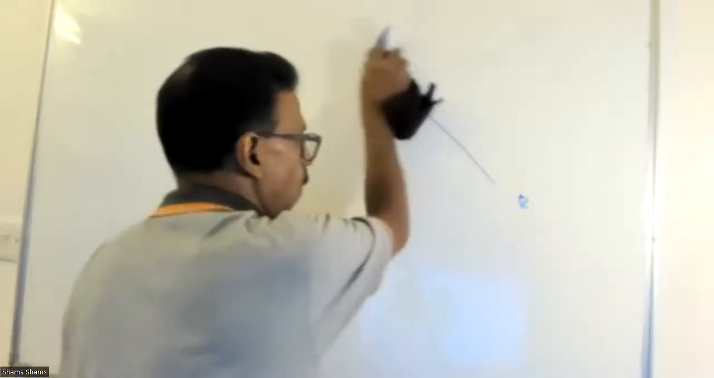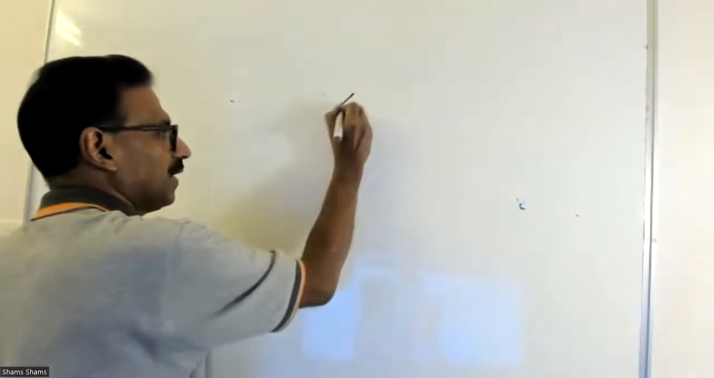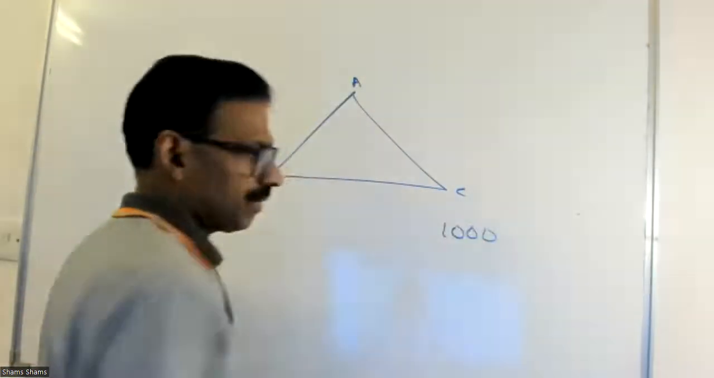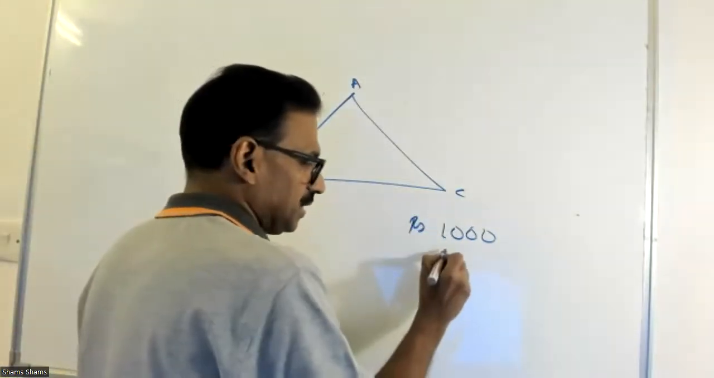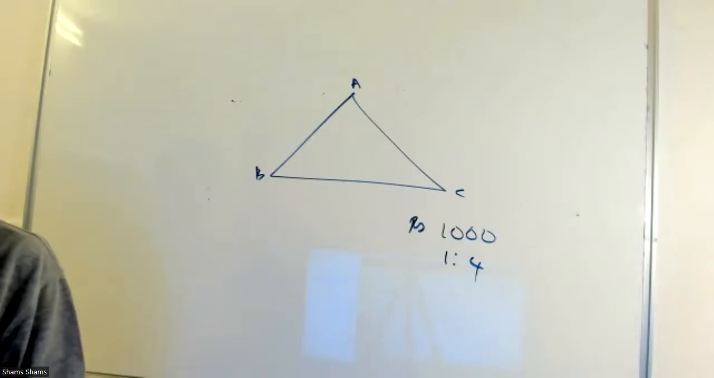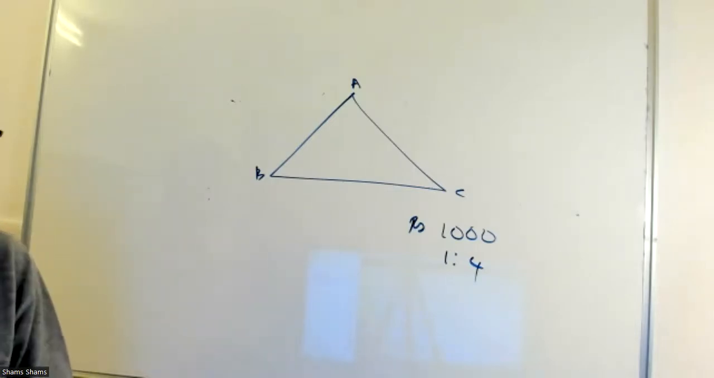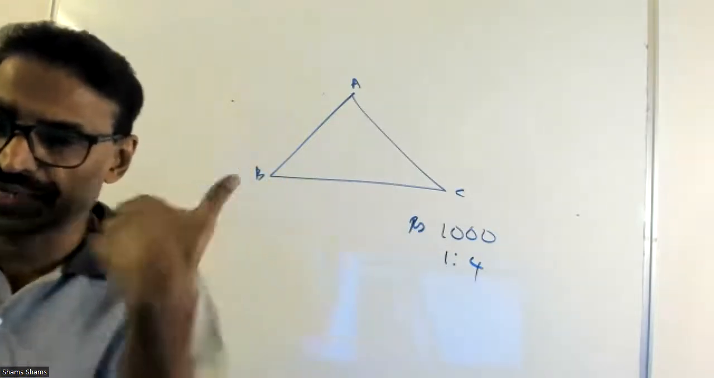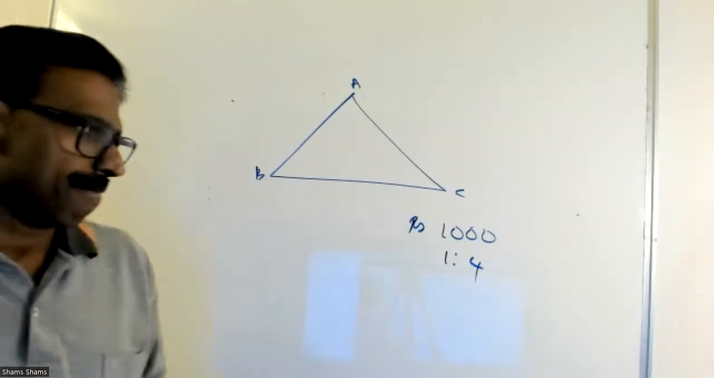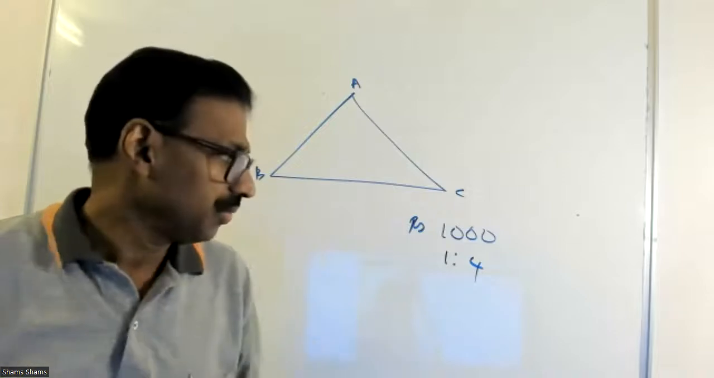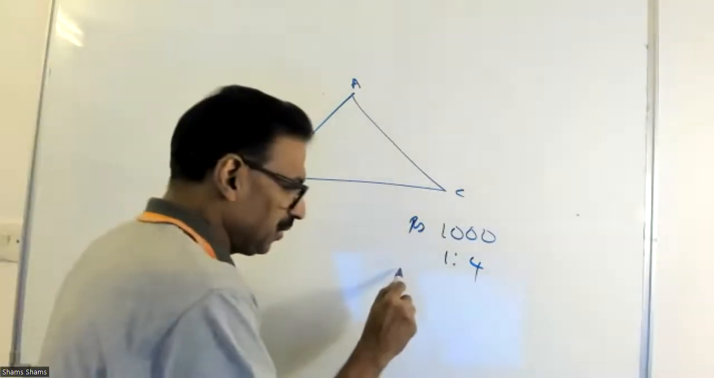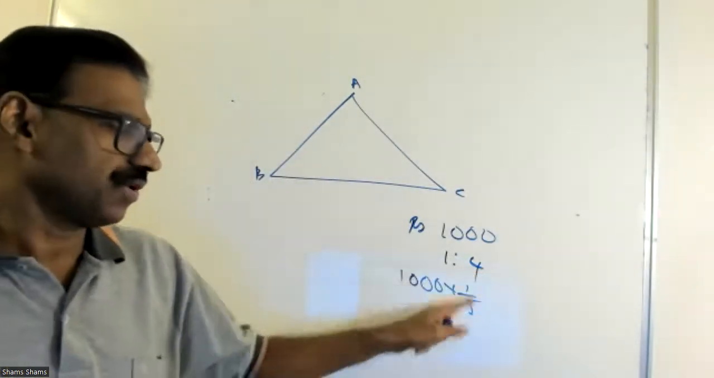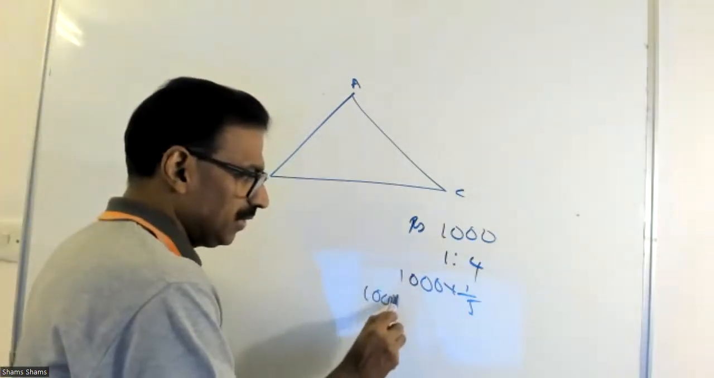So now, my question, look here. Before starting that, 1,000 rupees divides in the ratio 1:4. How much will the first person get? How are you calculating that? Not 1/4, but 1,000 into 1/5, correct? 1 plus 4 is 5. That's 200 rupees. The second person gets 1,000 into 4/5, right?